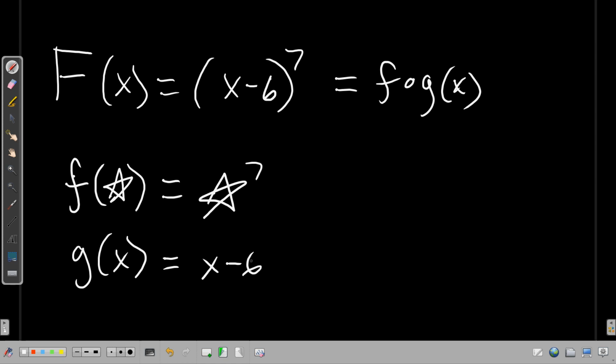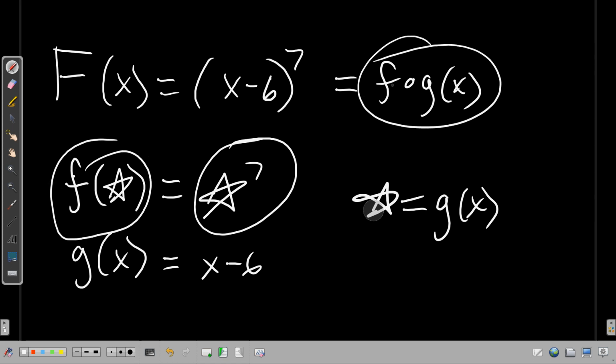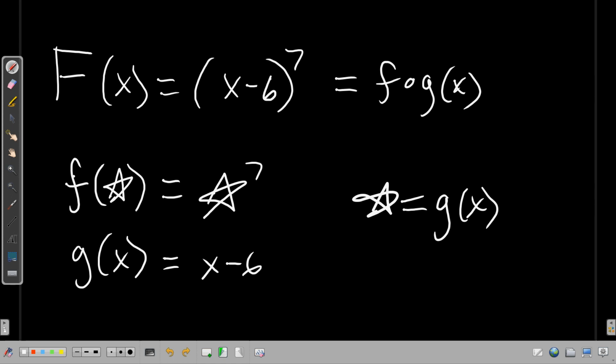And then now if I take g of x, the idea here is that star is g of x. So g of x to the 7th is f of g of x, which is exactly what we were wanting to do. Now, don't use the star notation in the homework. They won't understand that. They're asking you for f of x. So you would just say x to the 7th.